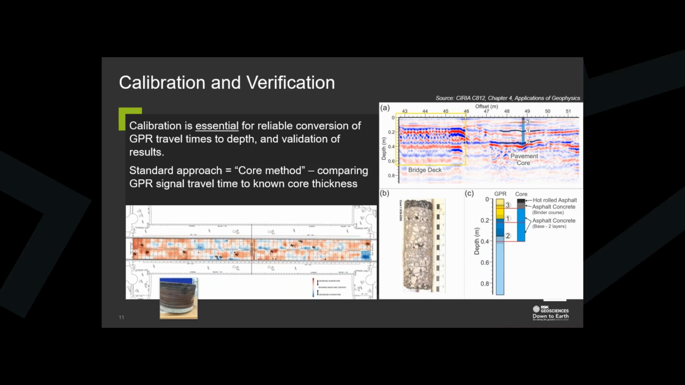So horizontal calibration is usually known as a survey wheel calibration. It's just making sure that the system thinks it is traveling along the road at the speed it is actually traveling, and that it's transmitting its pulses at the correct rate. Usually that's simply done by laying out a tape measure at the side of the road, generally around 10% of the distance you're going to collect.